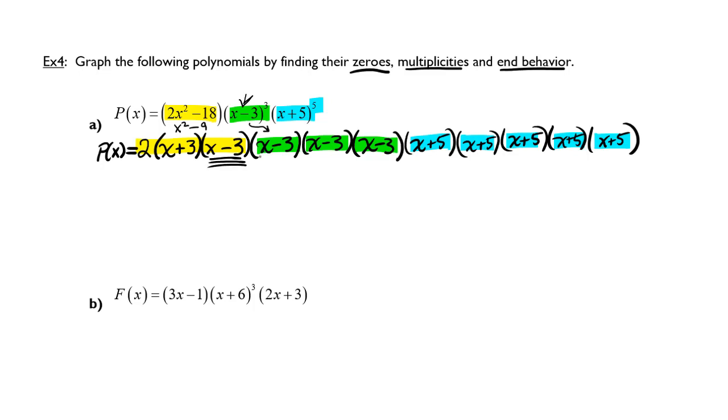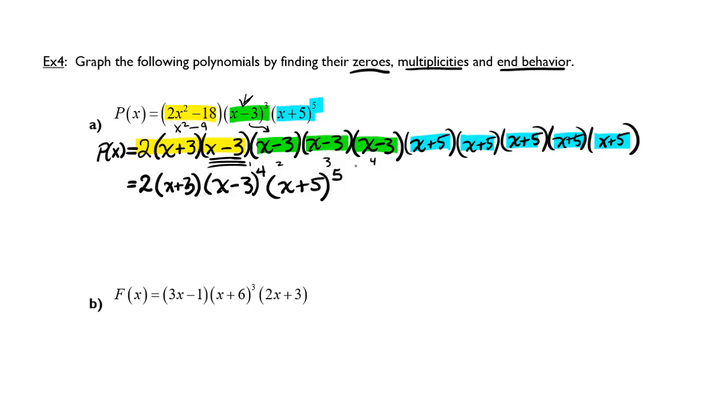So now that we know all our factors and we've listed them all out, we can then rewrite this with the multiplicities assigned. So we have 2 times x plus 3 times x minus 3 raised to the 4th, because I have 4 x minus 3 binomials. And I still have the same number of x plus 5 binomials, so it will stay x plus 5 raised to the 5th.